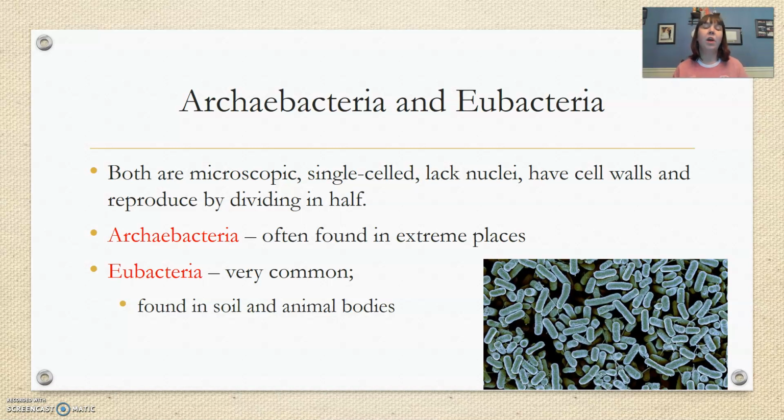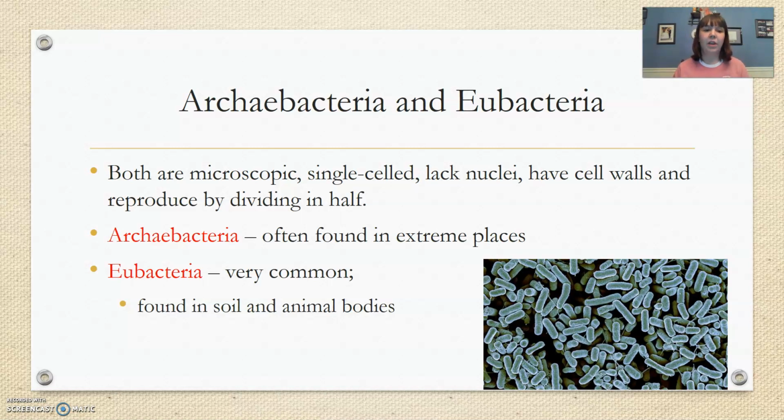So archaebacteria are often found in very extreme places. These are the bacteria that are found right next to hydrothermal vents in the bottom of the ocean or close to volcanoes, potentially in outer space. We don't know. But they can survive in very extreme places, and some can do chemosynthesis instead of photosynthesis.